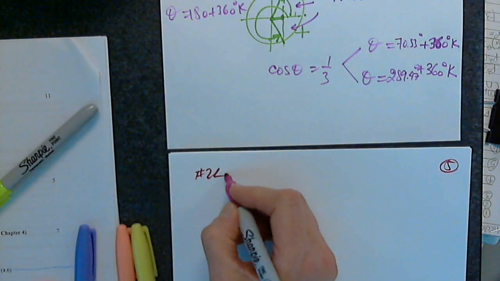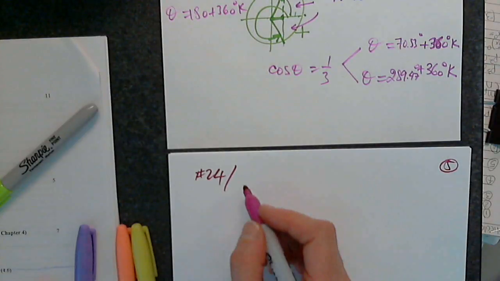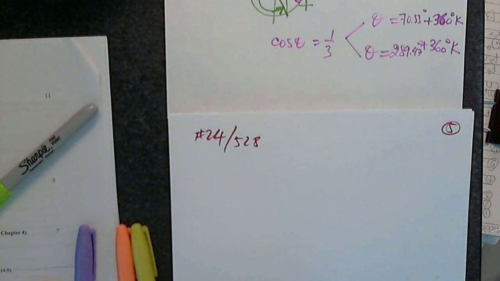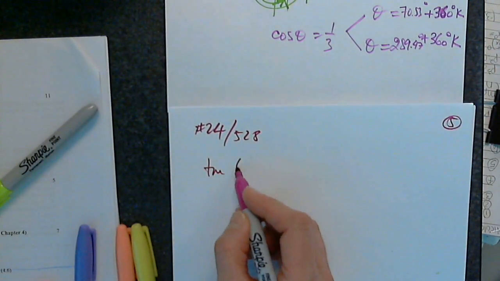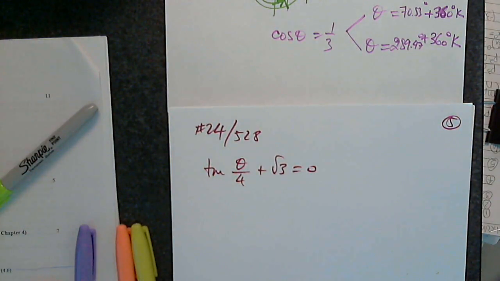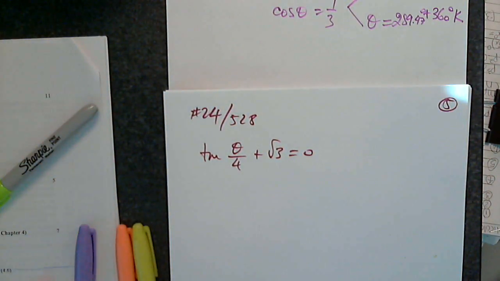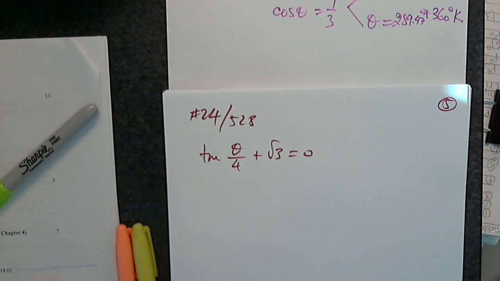So let's look at 24 on page 529. No, it's still in 528. Very good. 24: tangent of theta over 4 plus the square root of 3 equals 0. Very nice pick. I would have chosen something similar, not exactly this one, but a similar situation or type of problem. Good. So I see tangent.